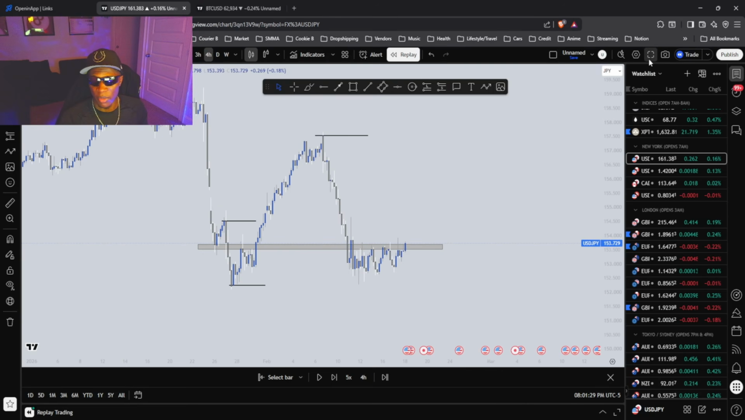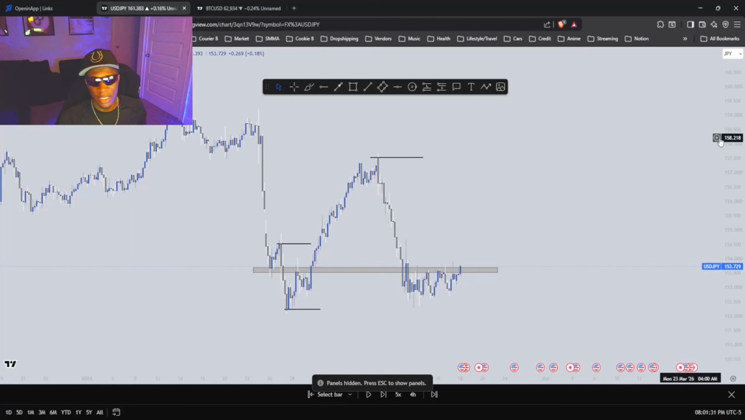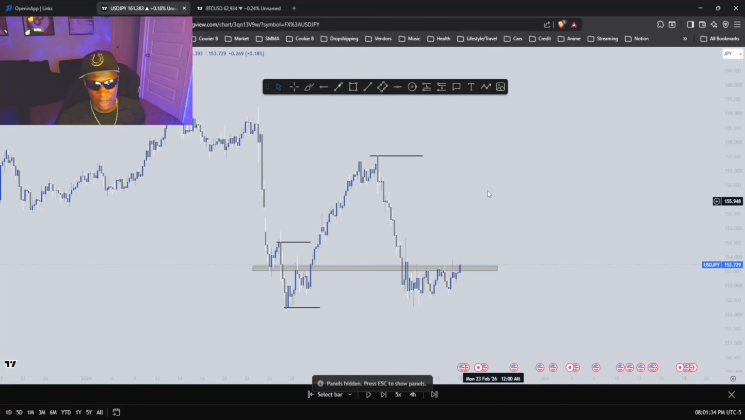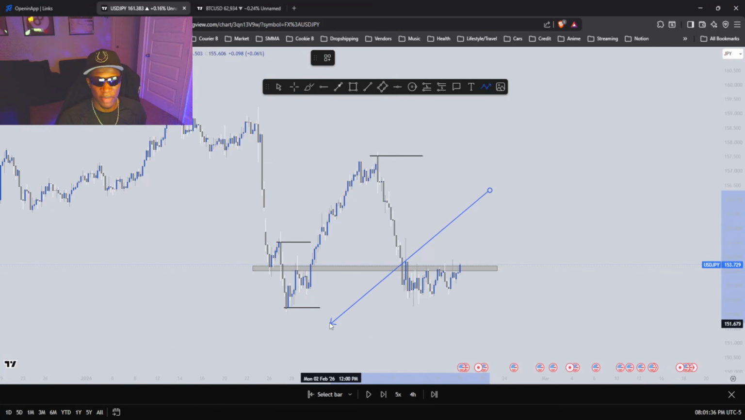Let's take this chart for example, right? So as we're looking at this chart, what can you guys identify? What can you guys see? Basically, you can obviously see you have a high in the market, you have a low in the market, you have a support and resistance, and then you have a lower high.